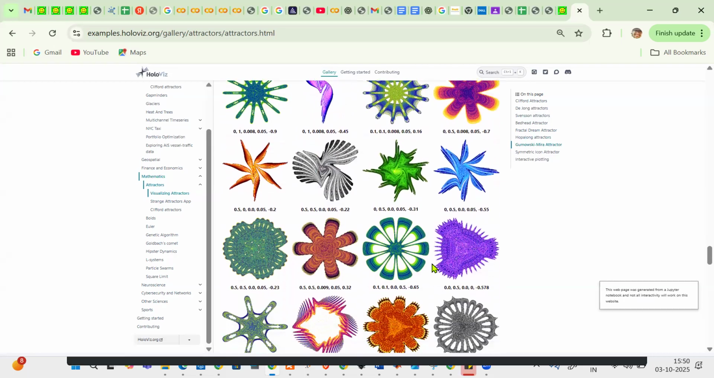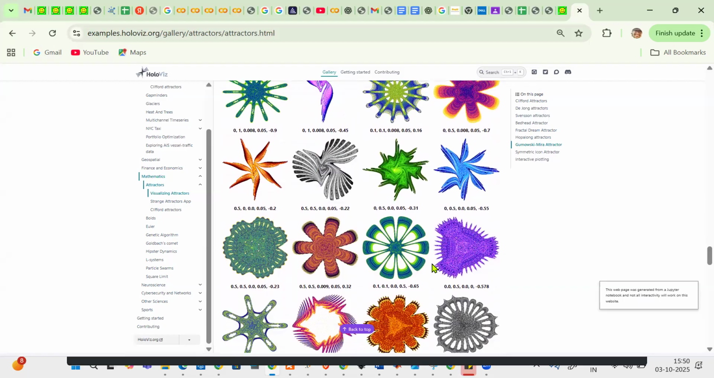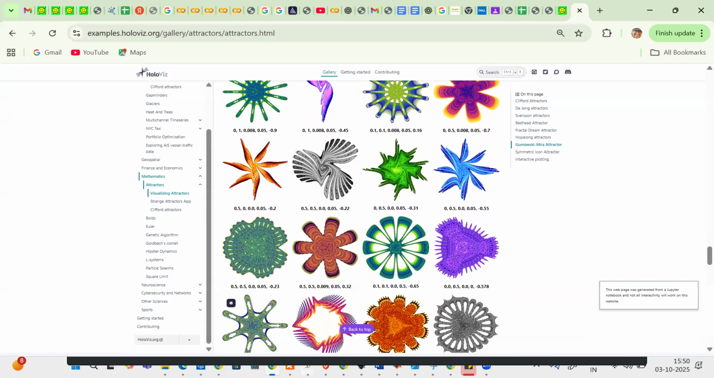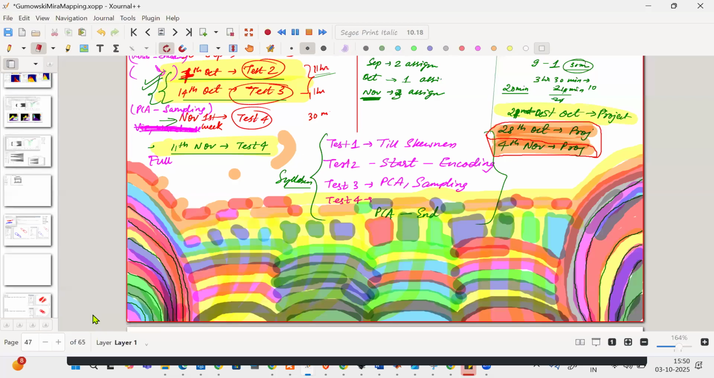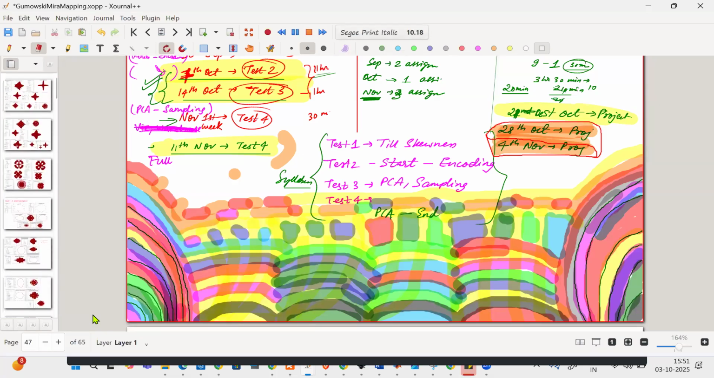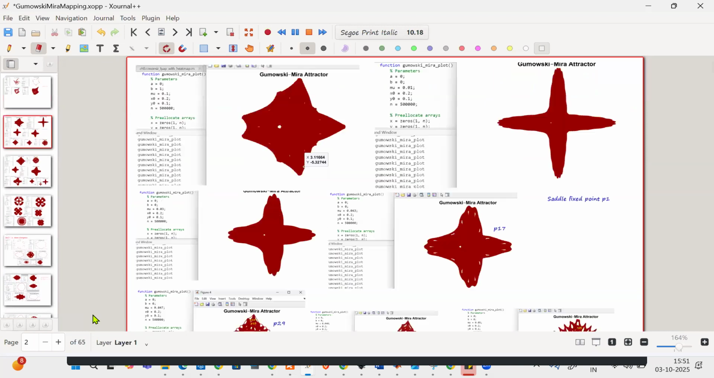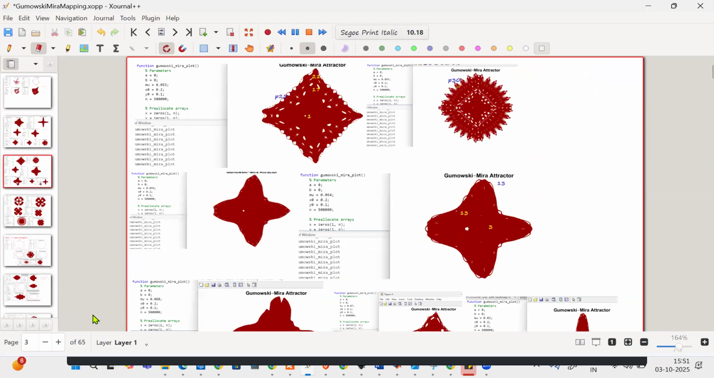Of course, these are a few more regular attractors, and to be honest, I got fascinated and tried to do something by myself. I can show you. Yeah, you can see, I did this myself. I was playing around one day, and I started doing these attractors by myself.